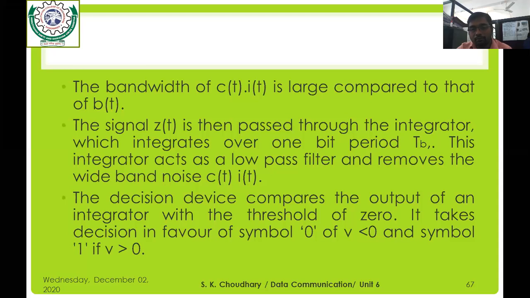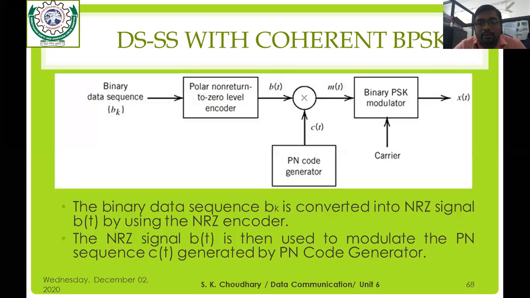So the resultant signal generated is v here, and this is further passed through a decision device that compares the output of the integrator with a threshold of 0. It decides in favor of symbol 0 when v is less than 0 and symbol 1 when v is greater than 0. So in this way, we have seen how, using the direct sequence spread spectrum DSSS technique, we transmit and receive the signal. On the basis of that, we will learn DSSS with coherent BPSK in the next lecture, the BPSK signal with DSSS technique.